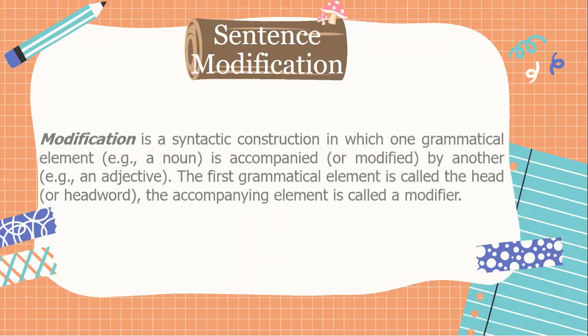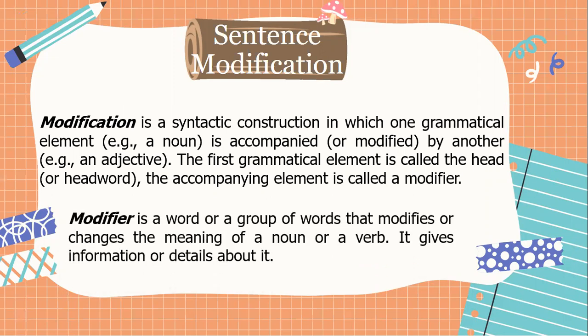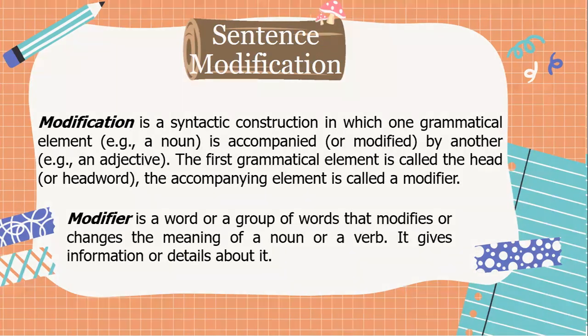Next is sentence modification. Modification is a syntactic construction in which one grammatical element, for example a noun, is accompanied or modified by another, for example an adjective. The first grammatical element is called a head or head word. The accompanying element is called a modifier. A modifier is a word or a group of words that modifies or changes the meaning of a noun or a verb. It gives information or details about it.